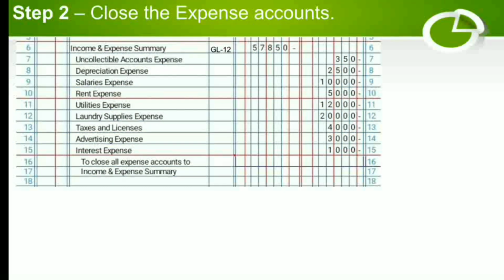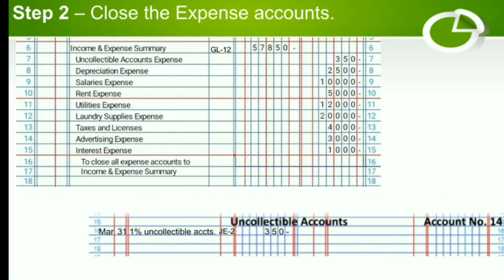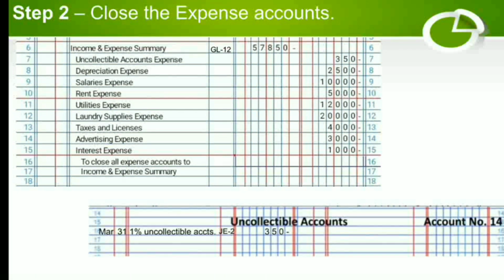Moving on to the credit entries, we have first the uncollectible account expense of 350 pesos. This will be posted to the ledger account of uncollectible accounts expense, which is account number 14. Since it is a credit, this will be posted here in the credit side. The date of the closing entry is March 31. So we have here March, and the date is 31. This is all about the closing entry.